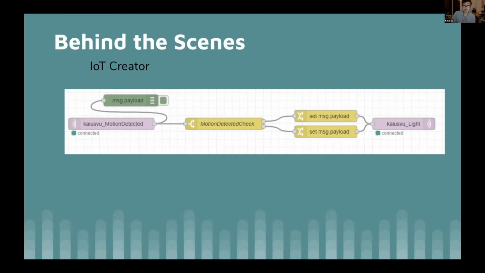So the MQTT out node on the Pi was pushing out to MQTT, and then on IoT Creator, we're pulling in the MQTT data and going to do something with it. So we have, again, the purple node for the MQTT in node, the same topic name as the out node from the Node-RED MQTT out node on the Pi. And then with the switch node, I'm doing a validation check because the output of the motion detected is, again, true and false.